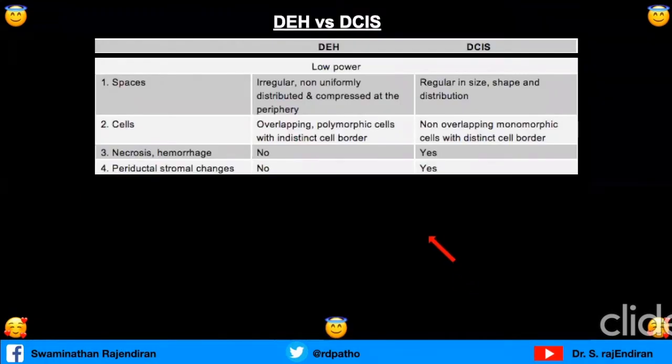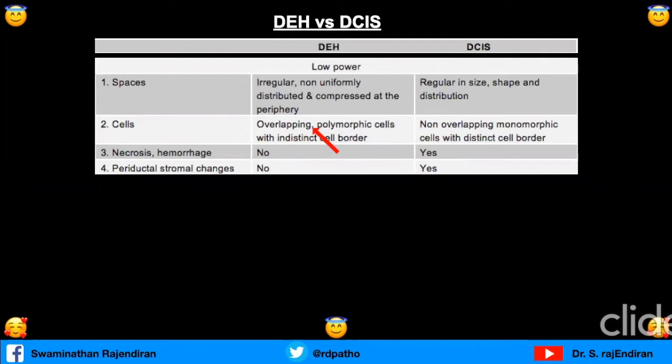That brings us to this table, DEH and DCIS. How will you differentiate? Again, low power: spaces irregular, non-uniform cells, overlapping. This is another important feature. These are polymorphic cells and overlapping of these cells. Breast is the only organ where overlapping is benign, whereas in any other organ, overlapping is malignant.